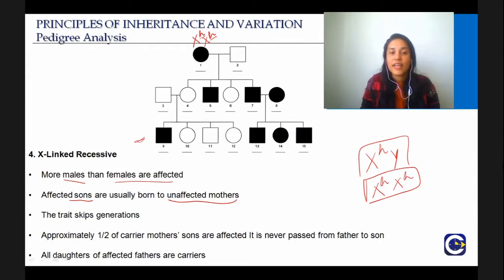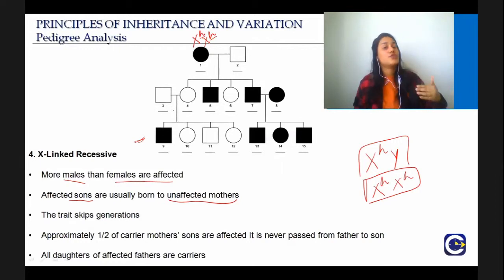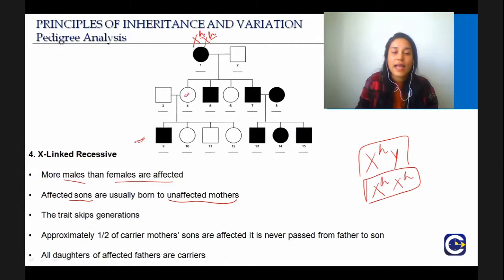Okay, and that is why it can pass that X chromosome to the son. Again, the trait skips generation. If you look here, 1 and 2 is producing the kid 4. The kid 4 doesn't have the disorder and then it appears at 9. Why? Because it will be carried. There is a carrier here. So there is this skipping of generation. So whenever there is skipping of generation, it is a recessive disorder.